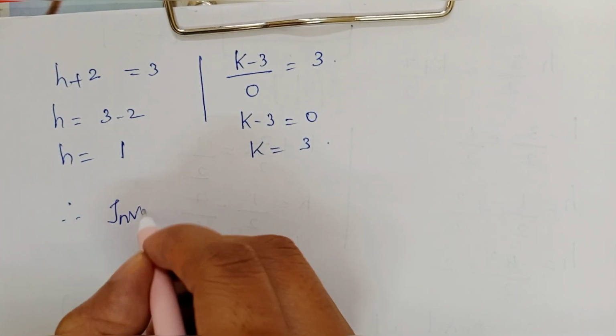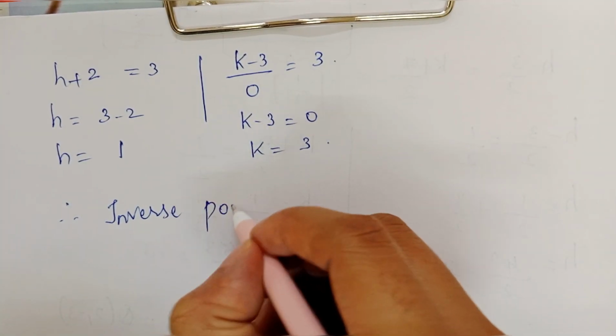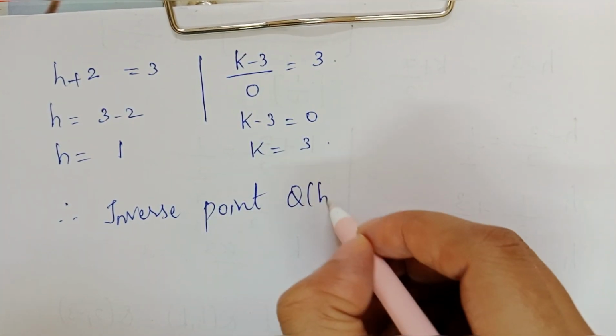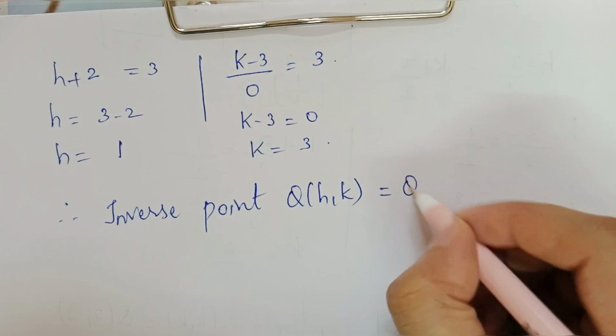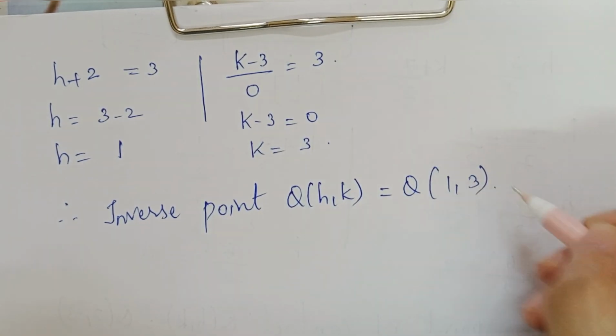Therefore, the inverse point Q(h, k) = Q(1, 3) is our answer.